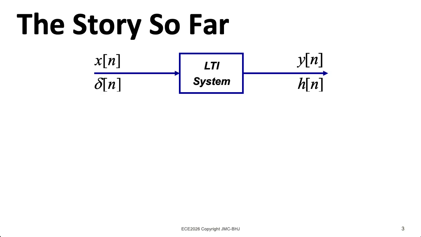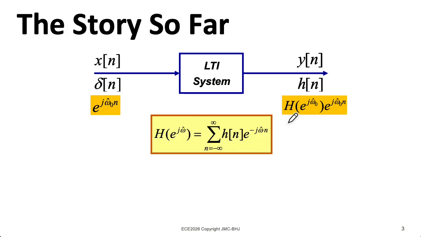In our study of linear and time invariant systems, we discussed how you could put an impulse delta into the system and get out an impulse response h, and this impulse response h completely characterizes the system. We also talked about the idea of a frequency response. If you put a complex sinusoid into the system, you get the same complex sinusoid out, multiplied by a complex number. That complex number, capital H, is the frequency response, and it's a function of the frequency going in. And you can find the frequency response from the impulse response using this formula.